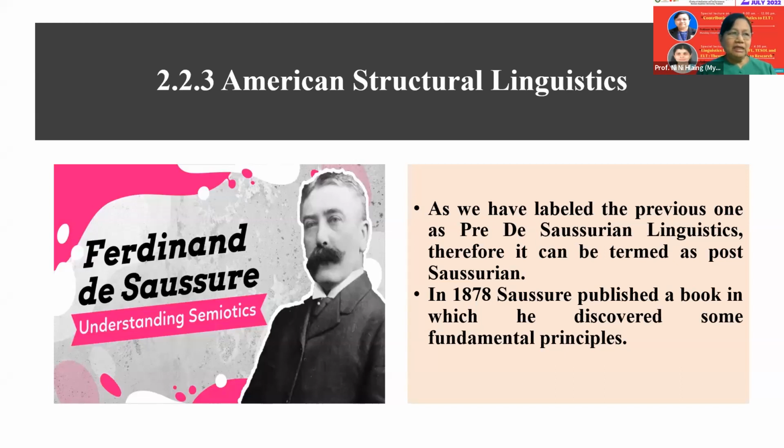Now let me move to the third approach, American structural linguistics. As we have labeled the previous one as pre-Saussurean linguistics, this can be termed post-Saussurean. By this labeling is meant that we take Saussure, who is usually called the father of modern linguistics. So it is worthwhile for this reason that we discuss our point by briefly reviewing his work.